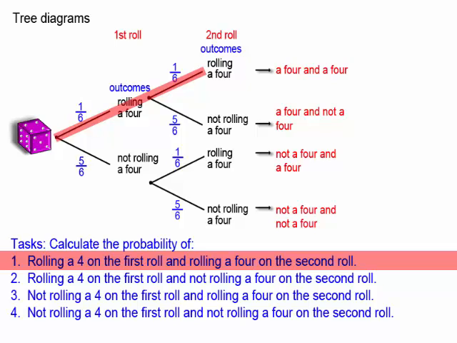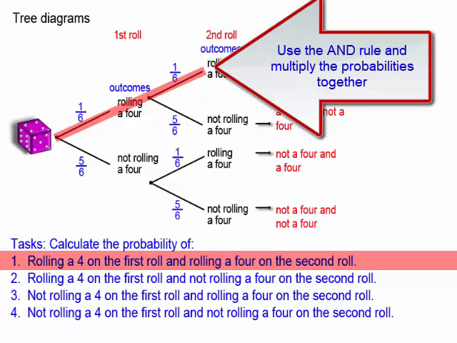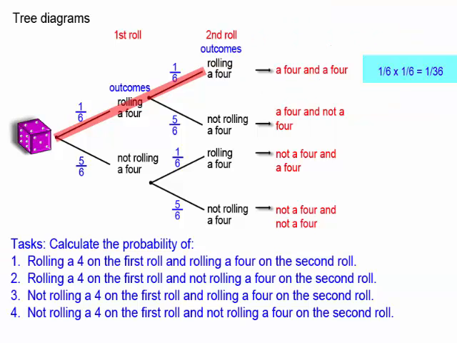Look at our first task. Here we've been asked to calculate the probabilities of rolling a 4 on the first roll and rolling a 4 on the second roll. And because the events are independent, we have to use the AND rule, and because we are using the AND rule, we have to multiply these probabilities together. And this gives us 1/6 multiplied by 1/6 equals 1 over 36. So the probability of rolling a 4 in the first roll and rolling a 4 in the second roll is 1 over 36.